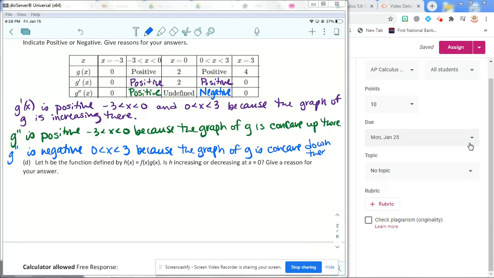Now, again, it's so important that you're very specific about what you're talking about. You can't just say the graph, because there are 3 different functions we're talking about here, so you have to name them all.